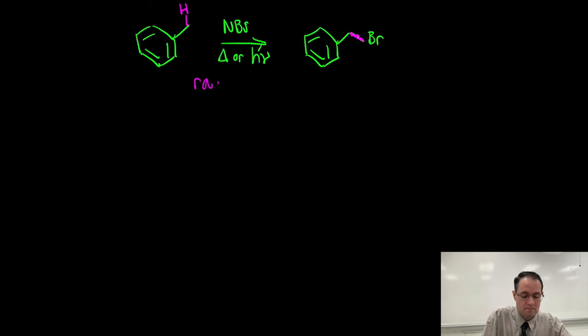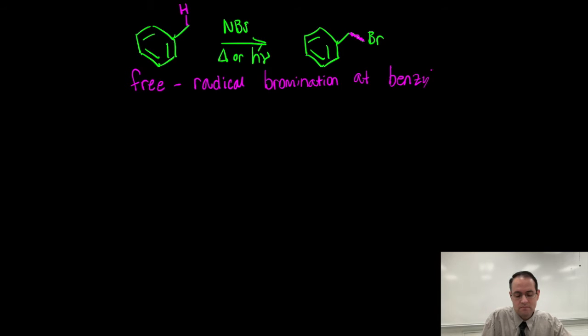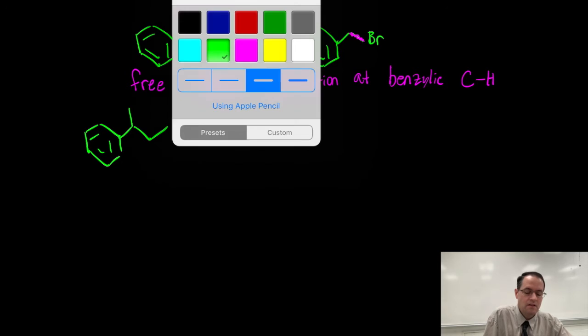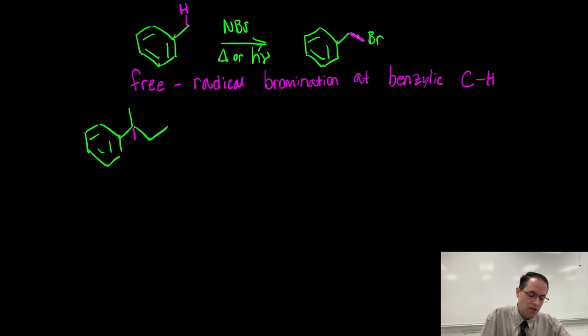Okay. And it's a free radical bromination, and it's at the benzylic position. I'll just write C bond to H. So you need a benzylic hydrogen for this to work, of course. So if you have a more complicated molecule, okay, the very selective hydrogen that you're going to pull off to make the benzylic radical is that hydrogen there.